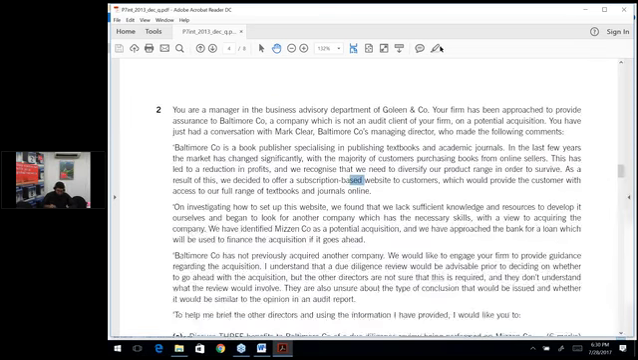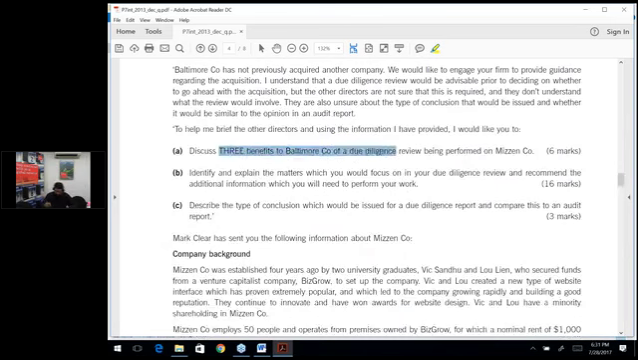It says you are a manager in the business advisory department of Goleen and Company, and your firm has been approached to provide assurance to Baltimore, a company which is not an audit client of your firm, on a potential acquisition, and you have just had a conversation with Mark Clare, etc. The requirement of the question is: discuss the 3 benefits to Baltimore of a due diligence review.